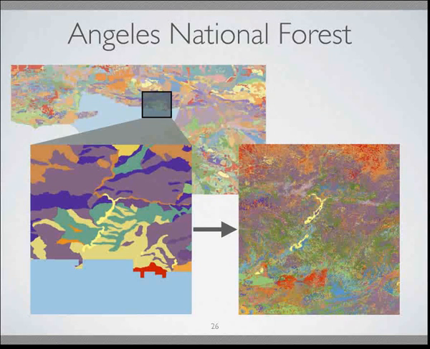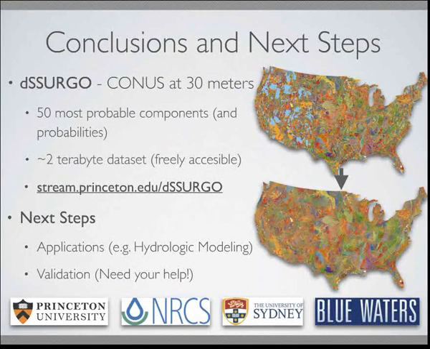I hope with that I was able to give you a good overview of what dSURGO is actually giving us in terms of spatial information. Just to summarize before I wrap it up, dSURGO is effectively a product over the entire CONUS at 30 meters. What we're giving are the 50 most probable soil components and their associated probabilities. It's around a 2 terabyte data set; we're able to get it down to 2 terabytes using some good compression tools. But it's freely accessible, including the website of where you can obtain it.